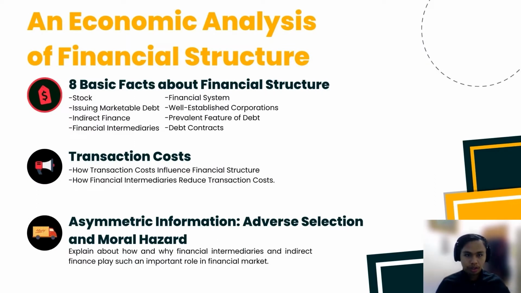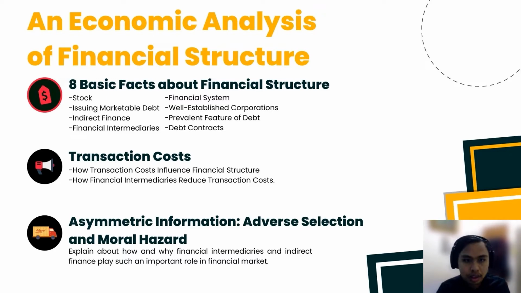Okay, so we continue to my next part, which is an economic analysis of financial structure. The financial system is complex in structure and function. There are 8 basic facts about financial structure, which are stock, issue marketable debt, indirect finance, financial intermediaries, financial system, well-established corporation, prevalent feature of debt, and debt contracts.